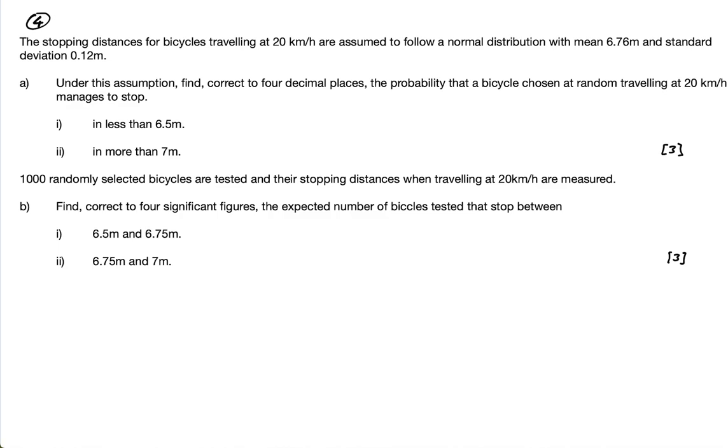Okay, so for question 4, we want to start off at least as a normal distribution question. We're looking at the stopping distances for bicycles traveling at 20 kilometers per hour, and they follow a normal distribution with mean 6.76 meters and standard deviation 0.12 meters. Under this assumption, find, correct to 4 decimal places. That's important, guys. Write down or underline this: 4 decimal places.